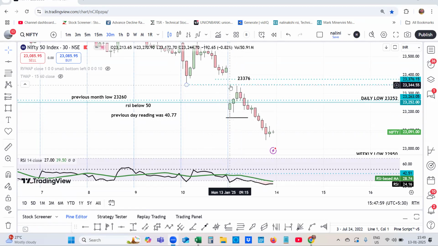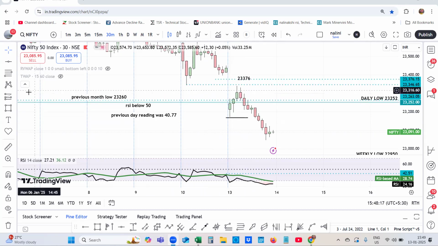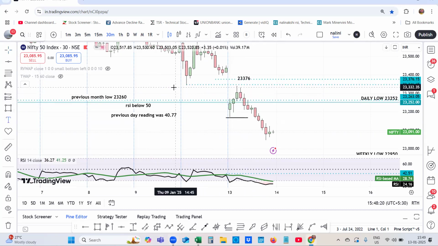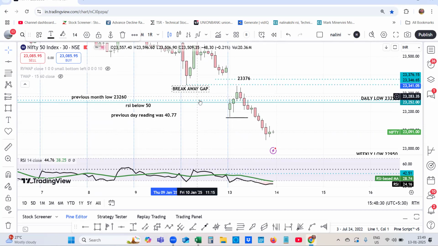Say, in the first hour, you will get a quick trade, because the market gapped down and broke down below this level. That was on 23,337. When it breaks down below this level, this is a breakaway gap. When a breakaway gap occurs, usually it will not fill the gap.